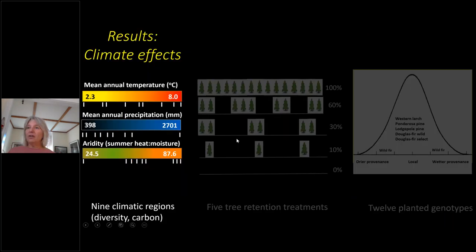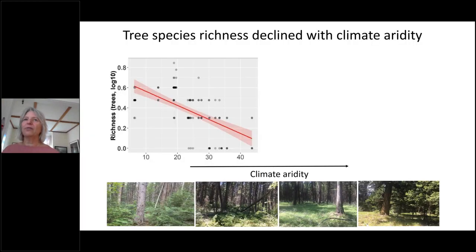So I just want to talk a little bit about some of the results that we found. First, I'm going to look at the climate effects. The first thing that we wanted to know was, what are the natural patterns in these forests? One of the patterns is, how does diversity change across this climate gradient? One of the main indicators is tree species richness. And we found a very strong relationship between tree richness and climate, so declining richness with climate aridity. This has been found in other studies around the world, so it was gratifying for us to be able to see this.